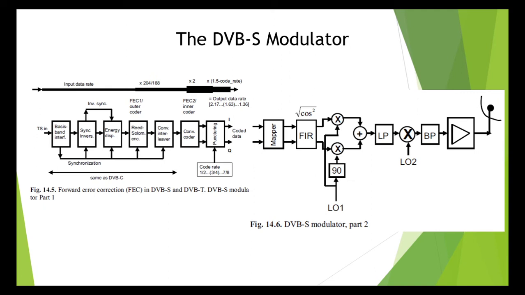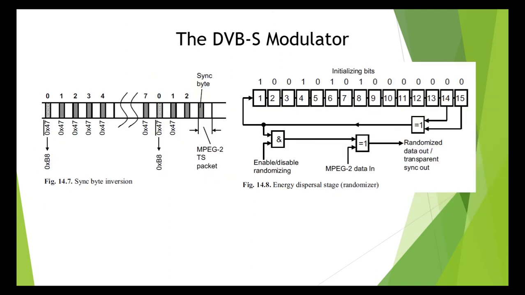These timestamps are needed for resetting processes in the energy dispersal block at the transmitting and the receiving side. This in turn means that both the modulator or transmitter and the demodulator or receiver receive this sequence of 8 packets of the sync byte inversion transparently in the transport stream and use them to control certain processing steps.